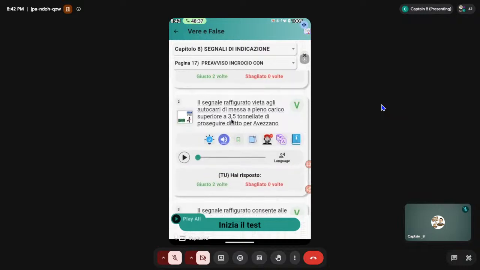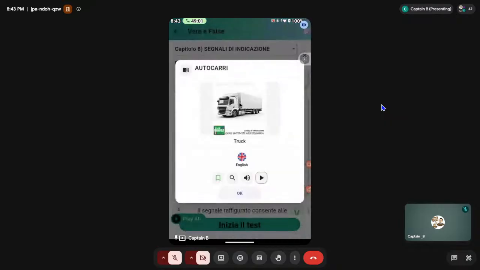Number 5, attention. Look at the 3.5 I was talking about. Il segnale raffigurato vieta agli autocarri di massa a pieno carico superiore a 3,5 tonnellate di proseguire diritto per Avezzano. Okay. Now, is it this that is referring to vieta il autocarri? Let me show you what the autocarri. Look at autocarri, it means truck. This one, this kind of truck.